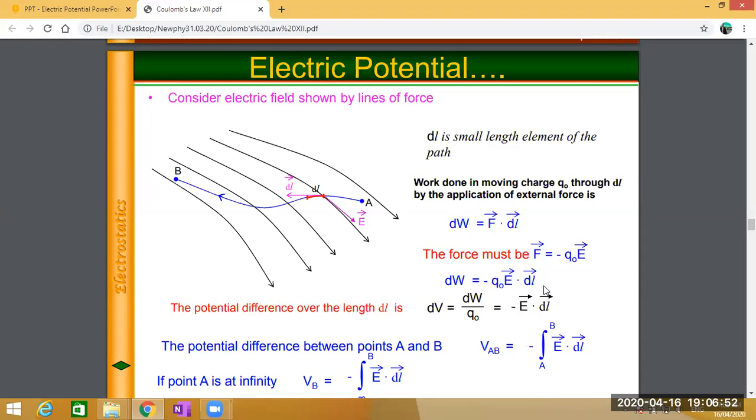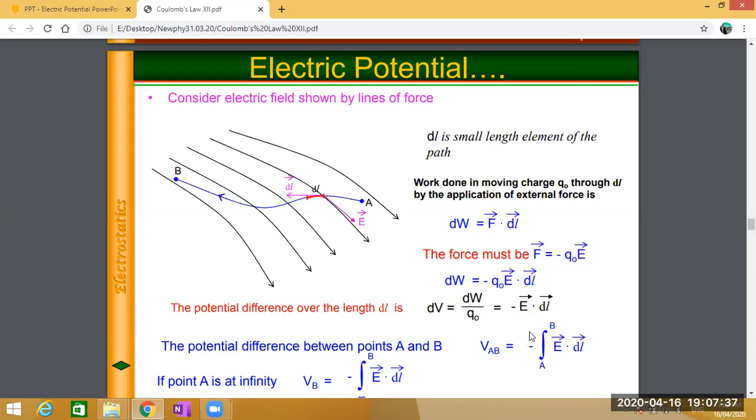So here we have to calculate the potential difference over the length dl, dividing LHS by Q naught. Dividing LHS by Q naught, we get work done per unit charge. So work done per unit charge is just equal to minus E dot dl. And work done per unit charge is called potential. As work done is dW, potential is denoted by dV.